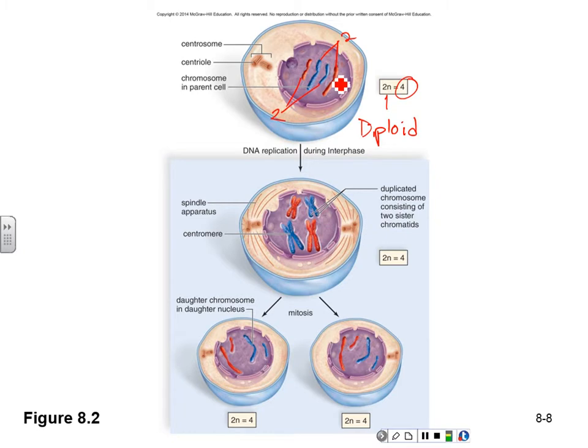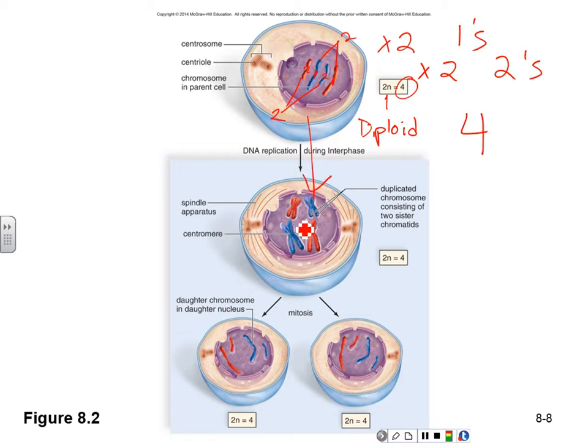So let's say this is chromosome 1, and this is chromosome 1, and this is chromosome 2, and this is chromosome 2. So you have 2 1s, and you have 2 2s. That's what diploid means. So the basic here, you can see, we start off with 4.